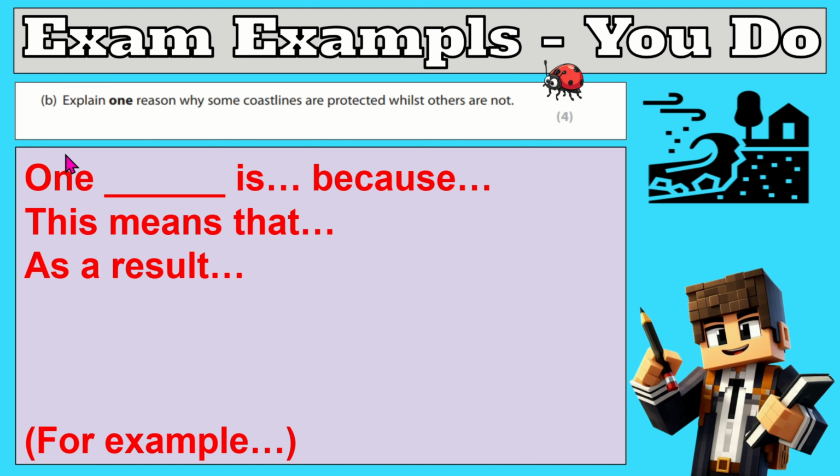Have a go. One reason is because, this means that, as a result. Maybe for example, if you have one. Why does the government choose to protect some places but not others?